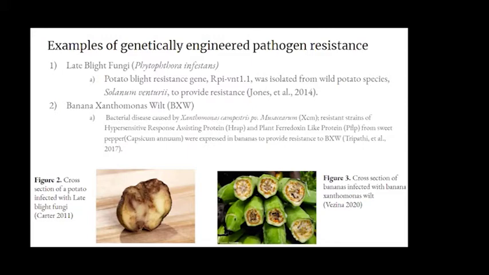There's another example, banana Xanthomonas wilt, also known as BXW, a bacterial disease caused by Xanthomonas campestris pv. musacearum, or XCM. Hypersensitive response-assisting protein, or HRAP, and plant ferredoxin-like protein, or PFLP, from sweet pepper have been extracted and expressed in bananas to provide resistance to BXW. Below are photos of the potato blight and the bananas infected with Xanthomonas wilt.